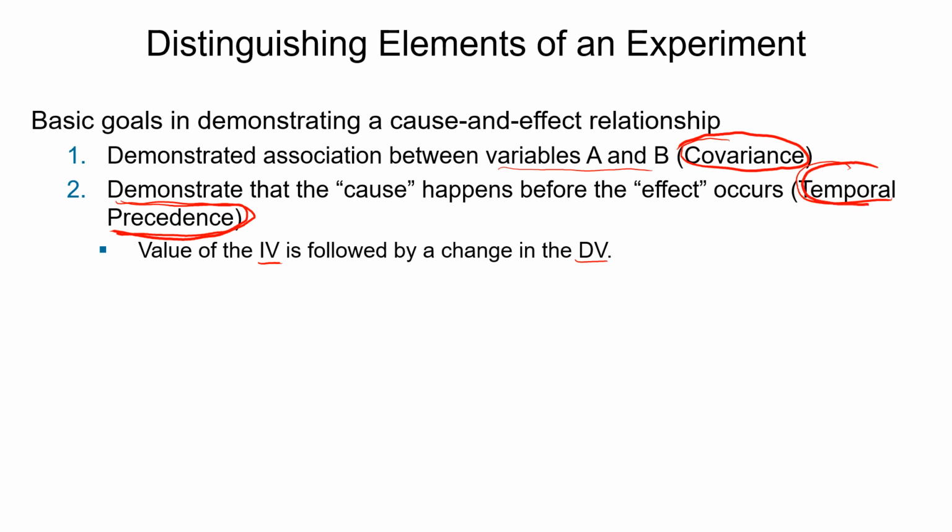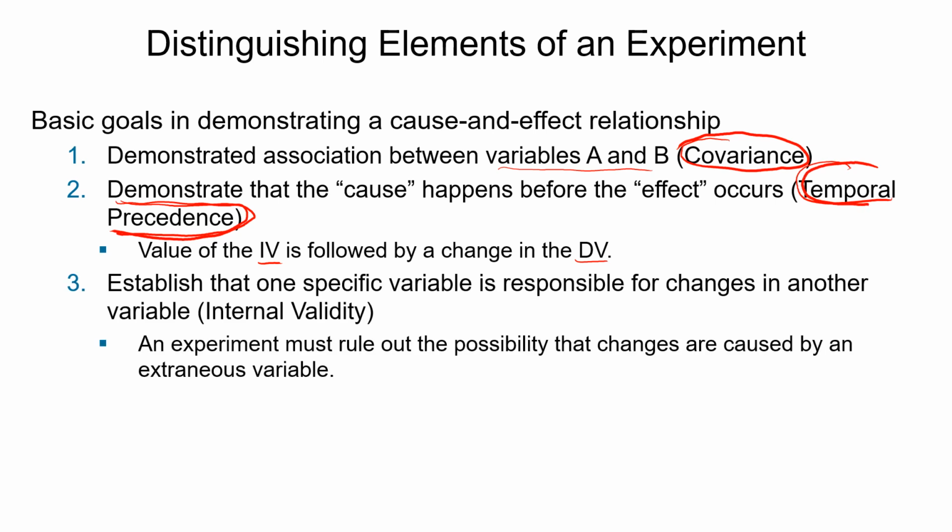And finally, and this is the one we're talking about now, that is control, or internal validity. You have to establish that the one specific variable is what's responsible for the changes in the other variable. And again, we do this via control. We have to rule out any extraneous variables by controlling for those extraneous variables.